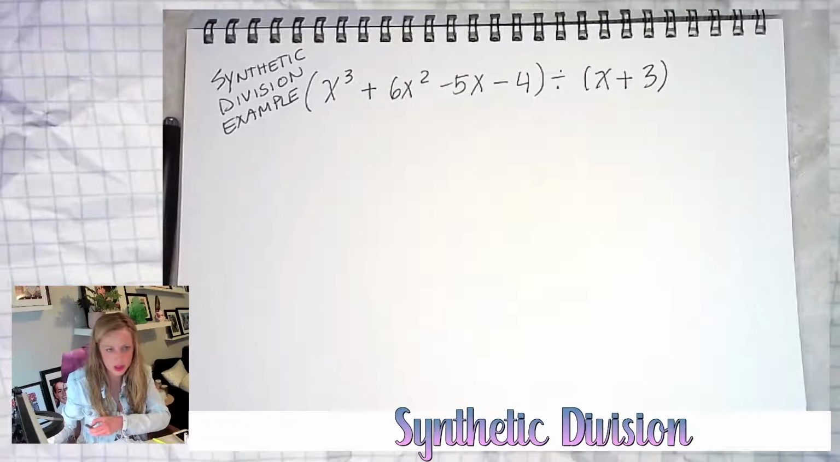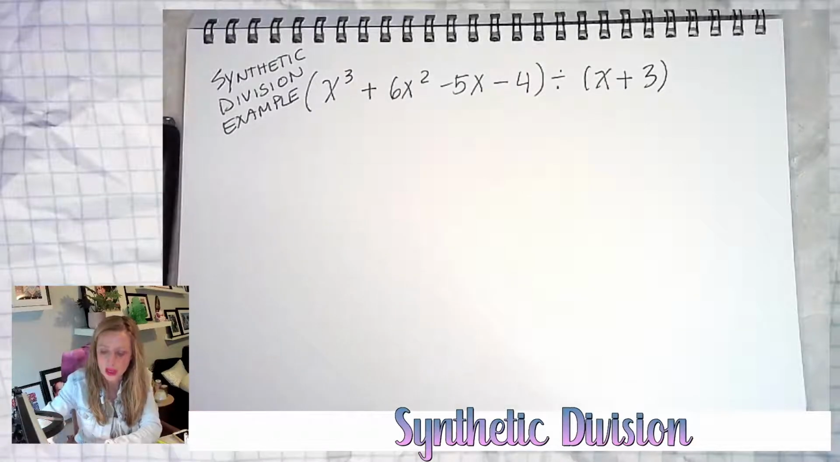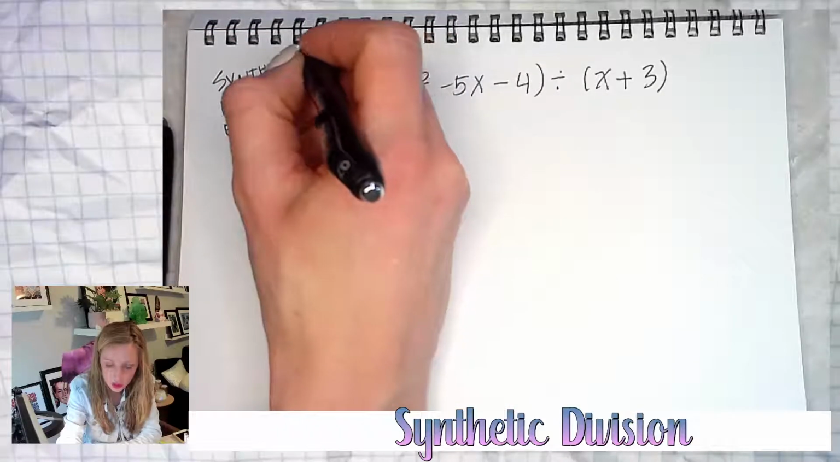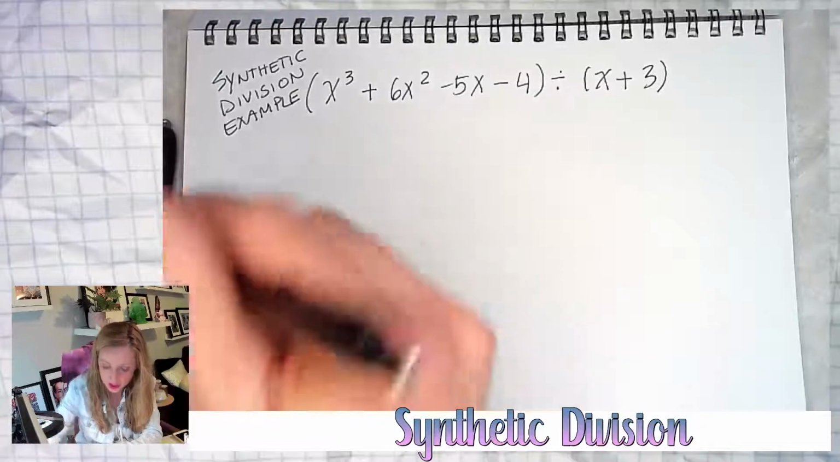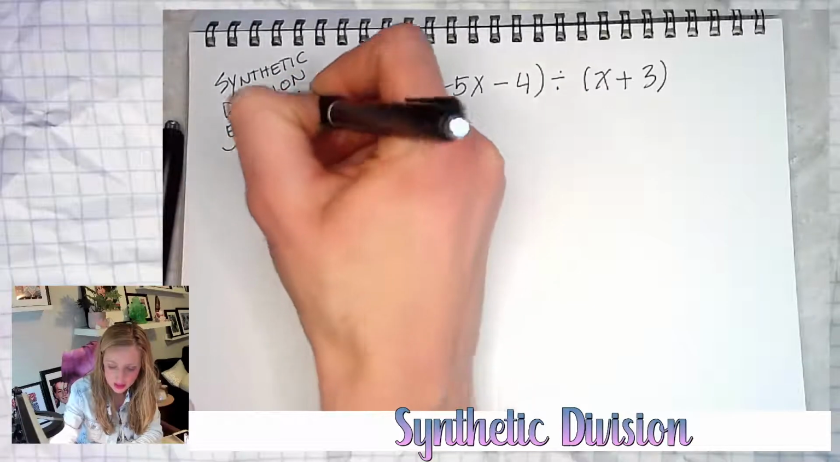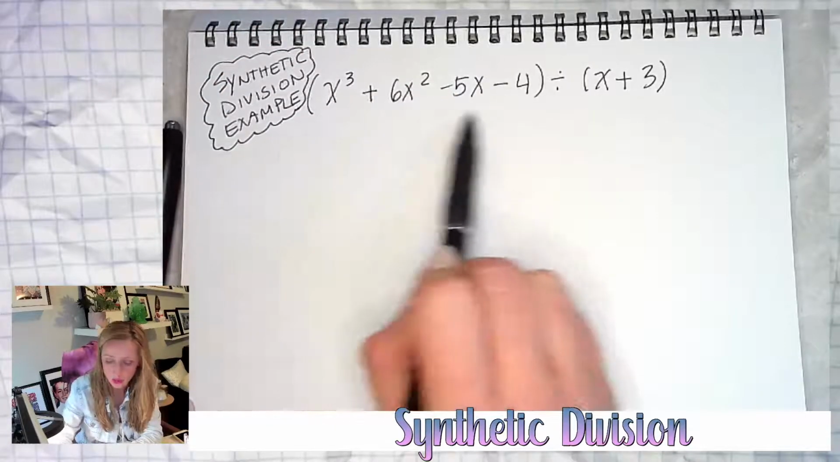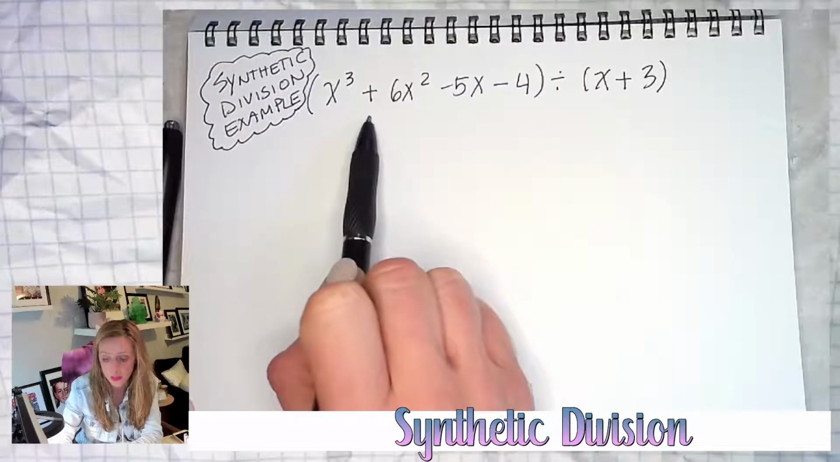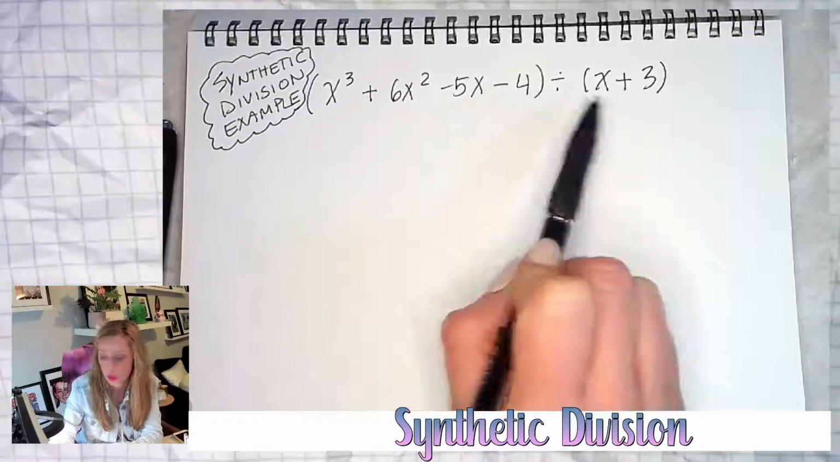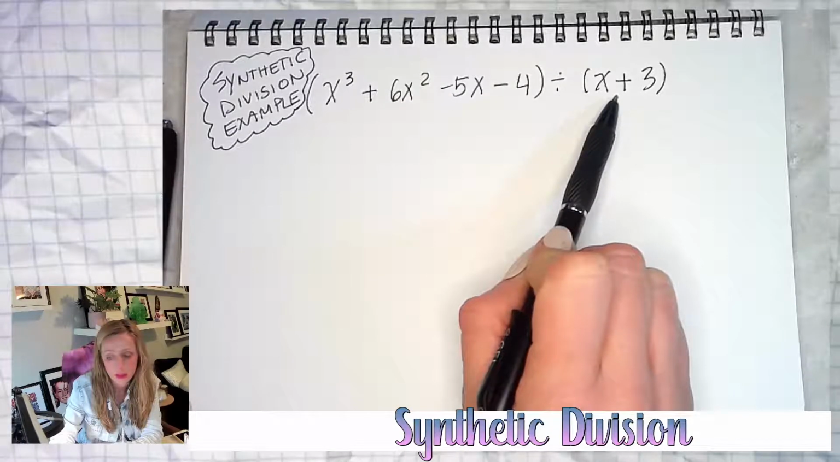Okay, so this example right over here is just going to be a quick review / mini lesson on synthetic division. Here is our example. We're dividing a cubic polynomial of 4 terms, x³ plus 6x² minus 5x minus 4 by x+3.